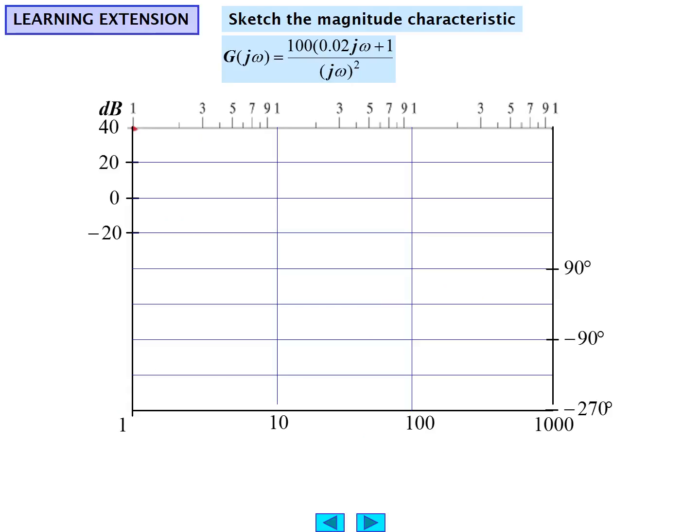Let's take a look at this magnitude characteristic. G of j omega is 100 times the quantity 0.02 j omega plus 1, closed parentheses, divided by the quantity j omega squared. It is in standard form, and the break frequency is 50, omega equals 50, but the complication is that there's a double pole at the origin because of the j omega squared term. We have to do something about that to begin with.